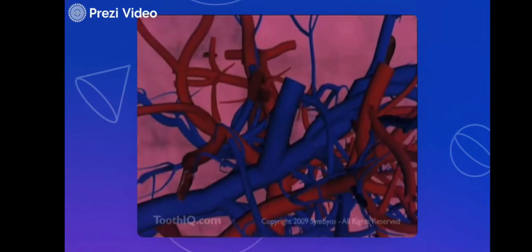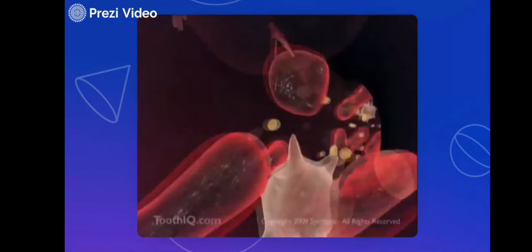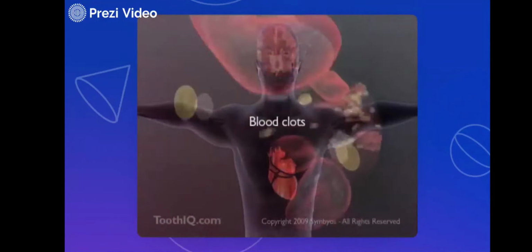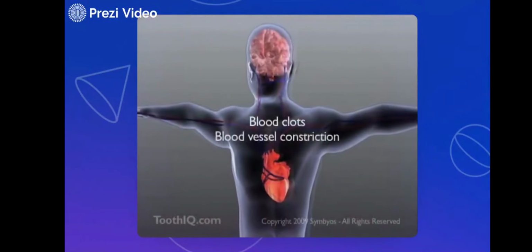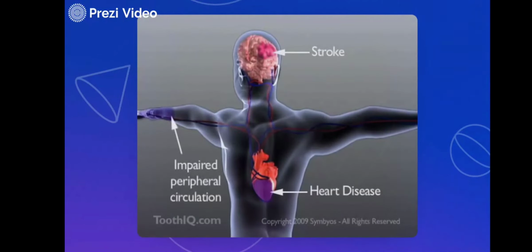Periodontal bacteria can enter the body's circulatory system through leaky blood vessels. Once inside, the bacteria can lead to blood clots and inflamed vessels, which constrict in diameter, leading to strokes, heart disease, heart attacks, and poor circulation in the extremities.